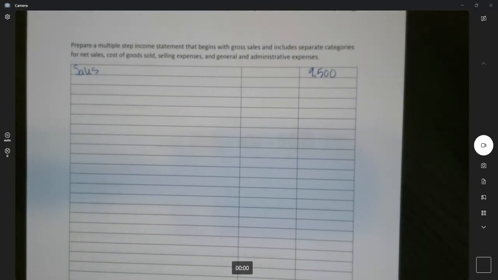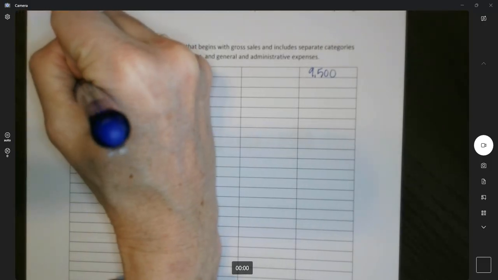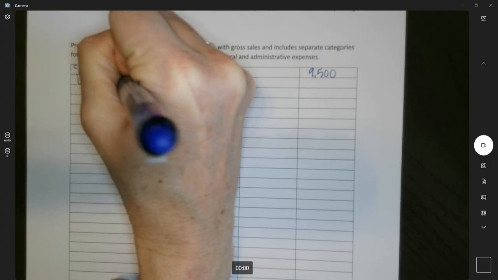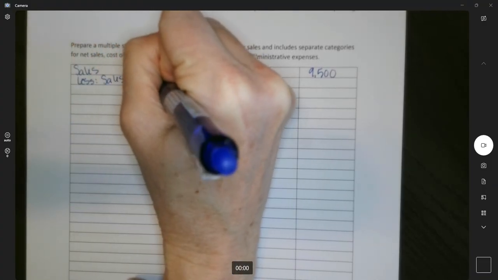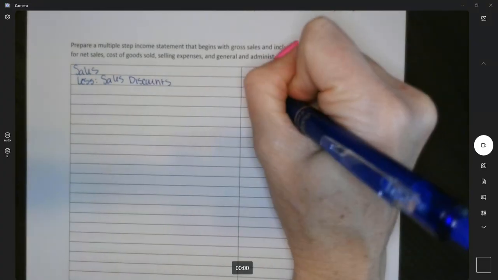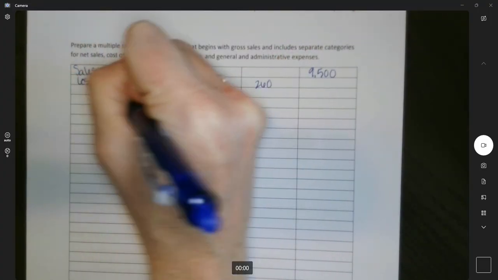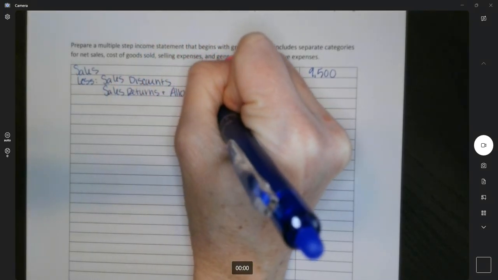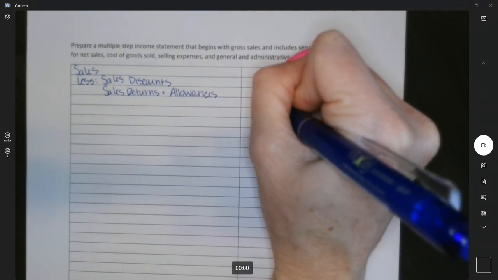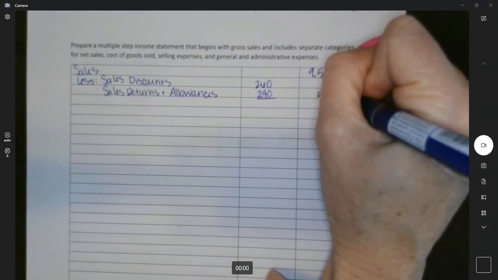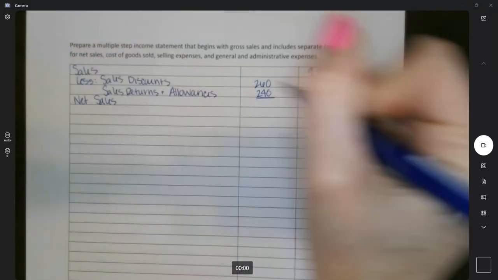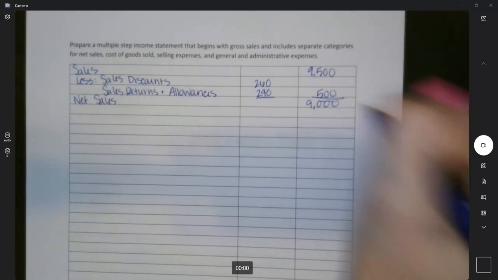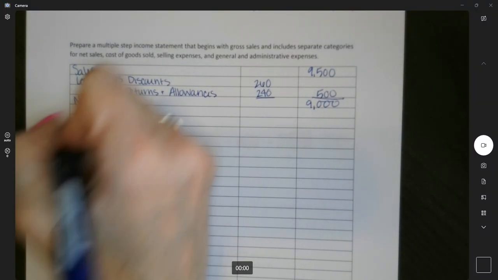Next up, we're going to reduce by a couple things to get our net sales. We'll reduce out the sales discounts and the sales returns and allowances. So sales discounts was $260, and sales returns and allowances was $240. We'll add those two together, we'll get $500. We'll subtract them out from sales, and that will give us net sales. So we're at $9,000. Next up, we're going to subtract out cost of goods sold.